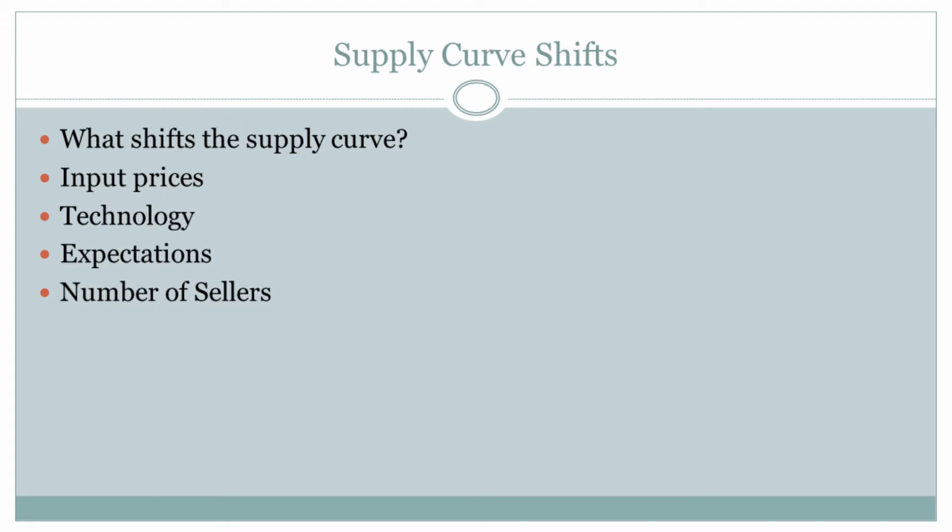So the 4 things we're going to look at are changes in input prices, changes in technology, and then just like we had on the demand curve side, changes in expectations or the number of sellers. So let's talk about these one at a time. So first, input prices, right? What is production? What do suppliers actually do? They take some input and they do something to it and they turn it into an output.